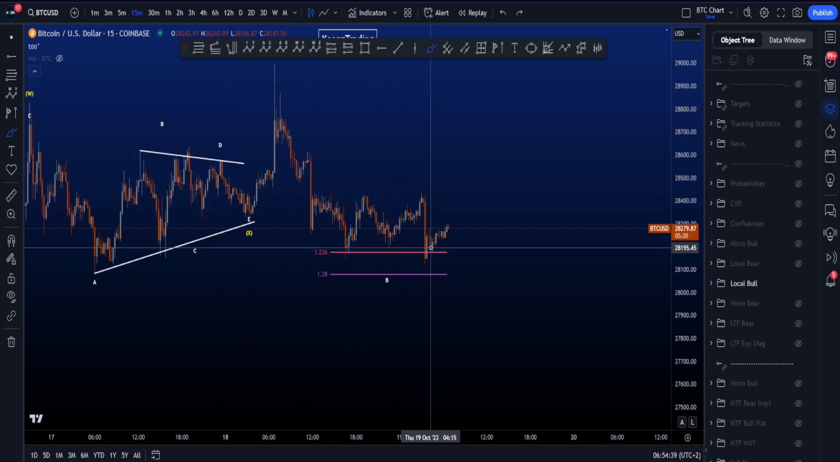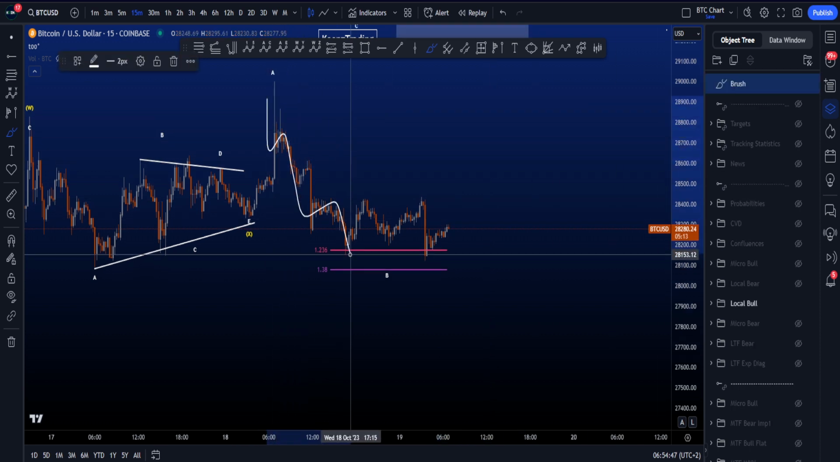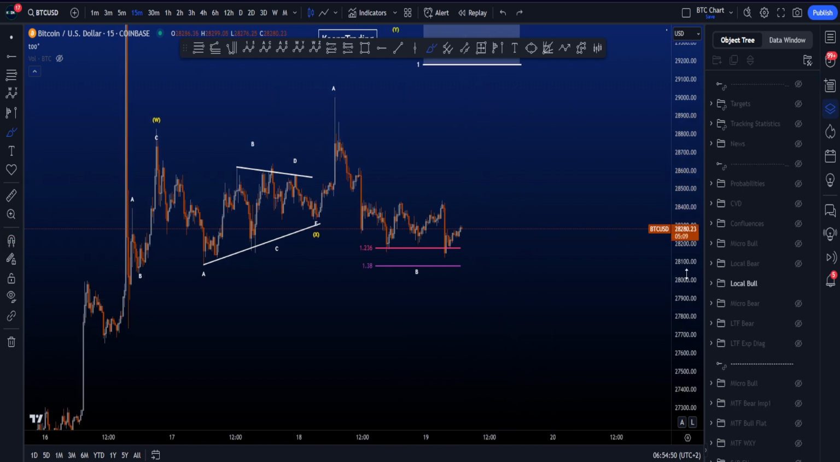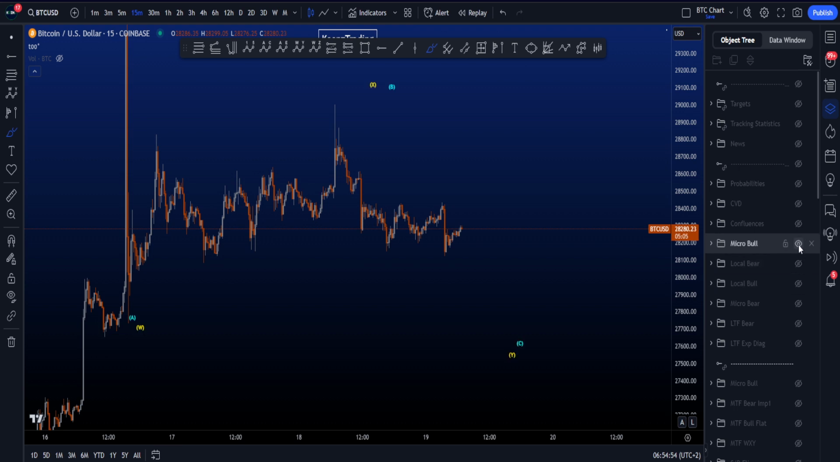So for a three-wave structure, I would expect still a bit more downside before then moving towards the upside, because at the moment this counts much nicer as an impulse compared to a three-wave structure, lowering the probabilities a bit for me for this particular scenario, and also from an Elliott Wave point of view.